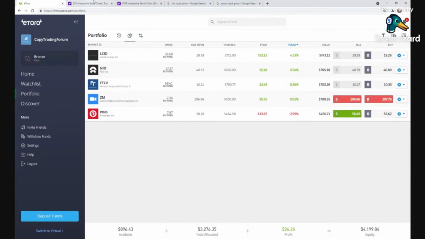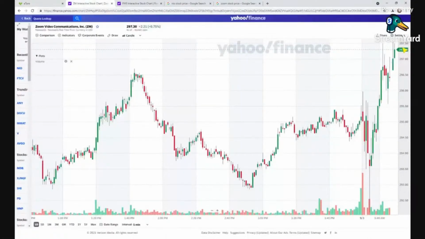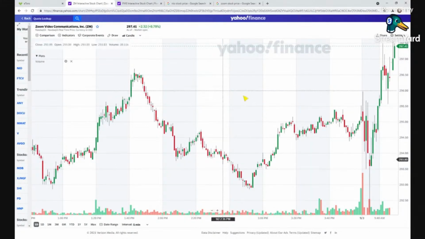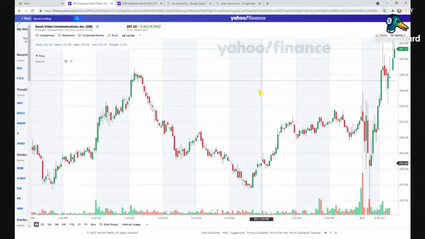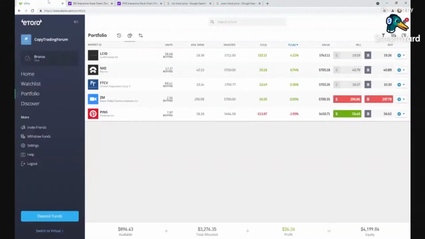Watch the price charts here. You can see Zoom is there, 297.30. So if that goes up to 298, you'll know that it's going to go up over that 298. If it drops below 297, you know it's going to go down to 296. So look for the round figures, guys, because people have their take profits, etc. at these points.